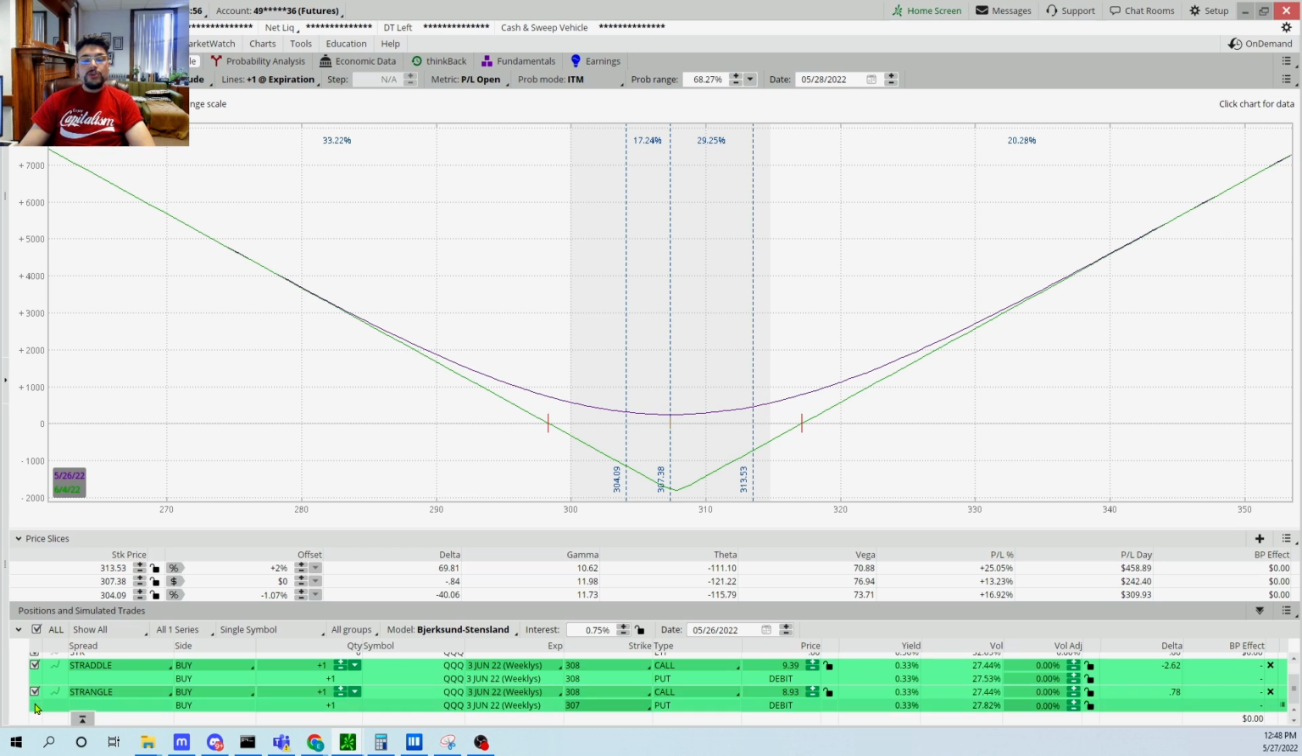Now, let's get into a strangle. A strangle also benefits from a large directional move, and it benefits from a large expansion in the implied volatility. The risk on this position is defined because, keep in mind, you can only lose a maximum of what you put in it, the same as the straddle. The thing about it is it as well has unlimited profit potential, but what makes this different is you are in between two strikes.